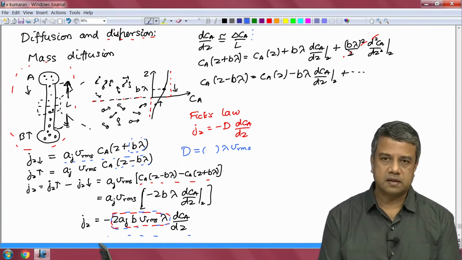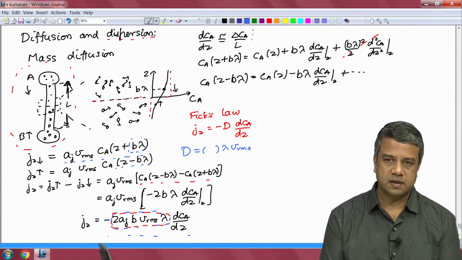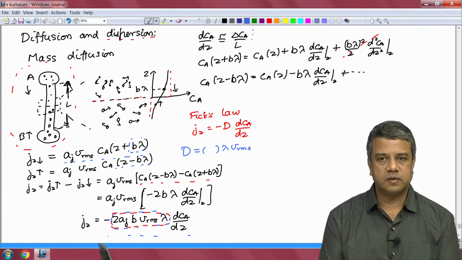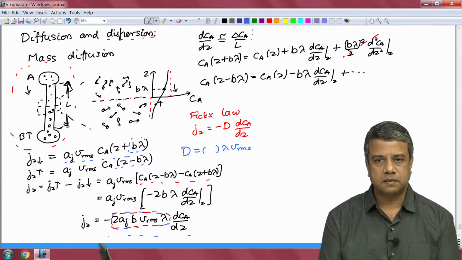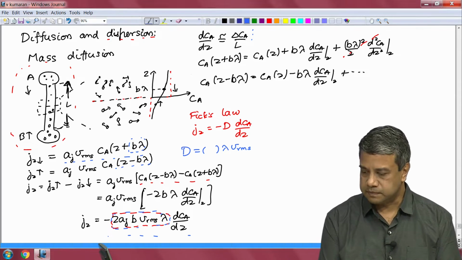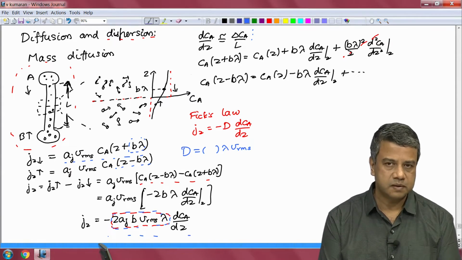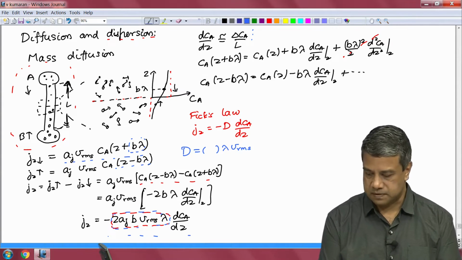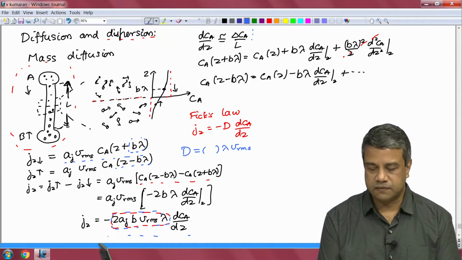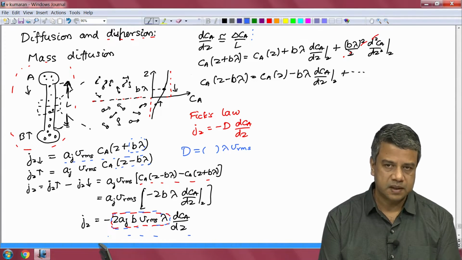It is the molecular velocity and the molecular length scale. For a gas, the molecular length scale is the mean free path, and the molecular velocity is the root mean square velocity of the molecules in the gas. So, you get Fick's law of diffusion to within a multiplicative order 1 constant.